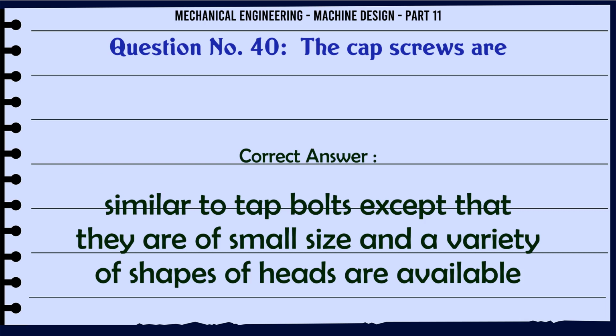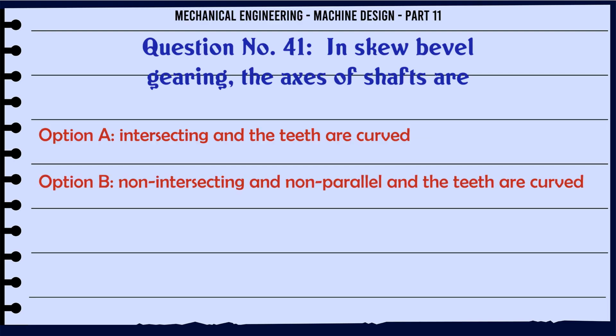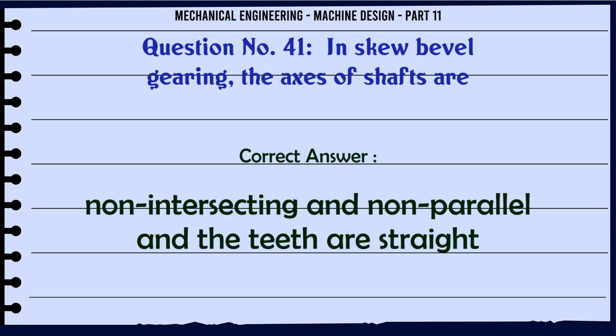In skew bevel gearing, the axes of shafts are A. intersecting and the teeth are curved, B. non-intersecting and non-parallel and the teeth are curved, C. non-intersecting and non-parallel and the teeth are straight, D. none of the above. The correct answer is non-intersecting and non-parallel and the teeth are straight.